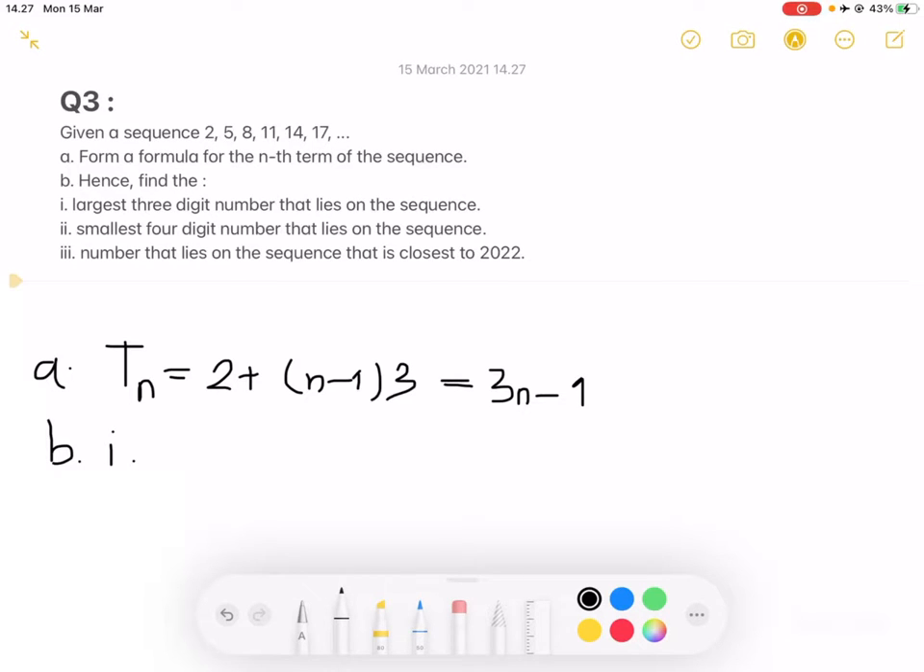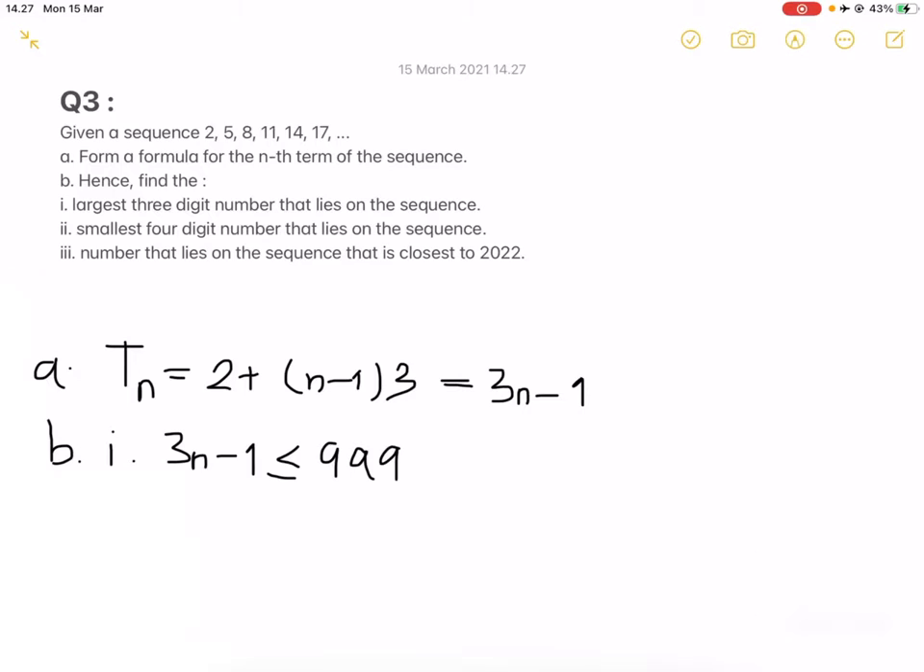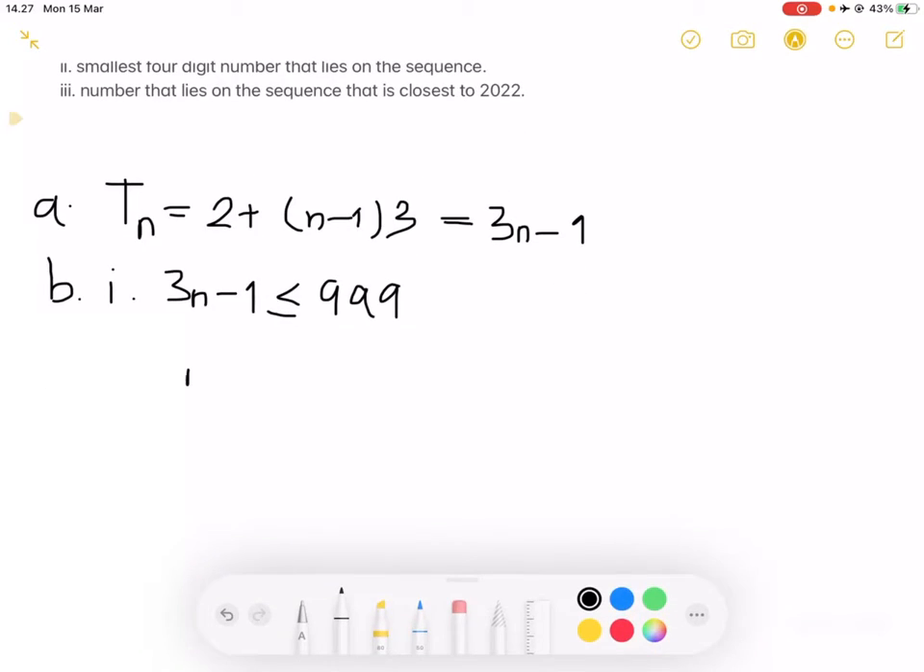Since we know that 999 is the largest 3-digit number, for this expression to be the largest 3-digit number possible, we can form an inequality that it must be less than or equal to 999. Then solving this inequality, you get n is less than or equal to 333. So it is this number right there.